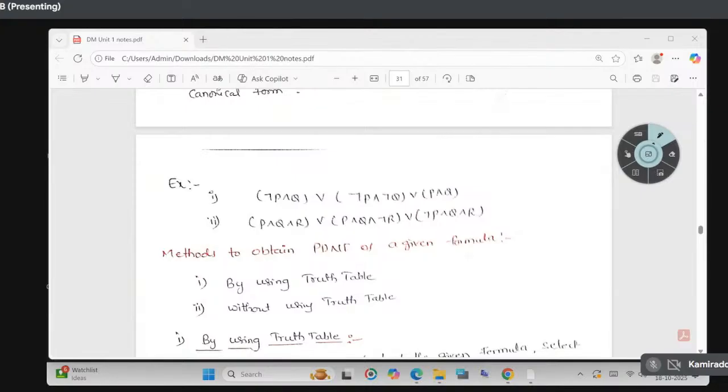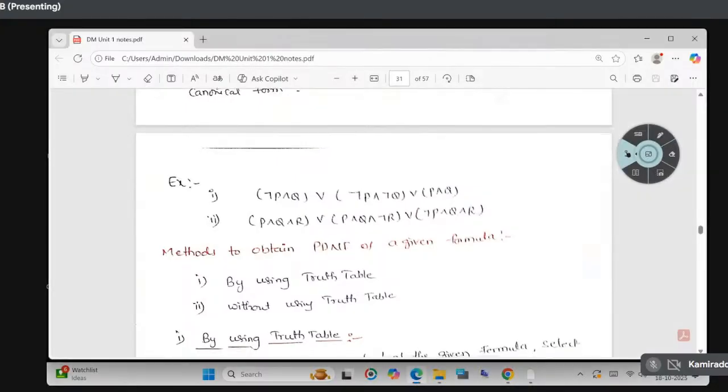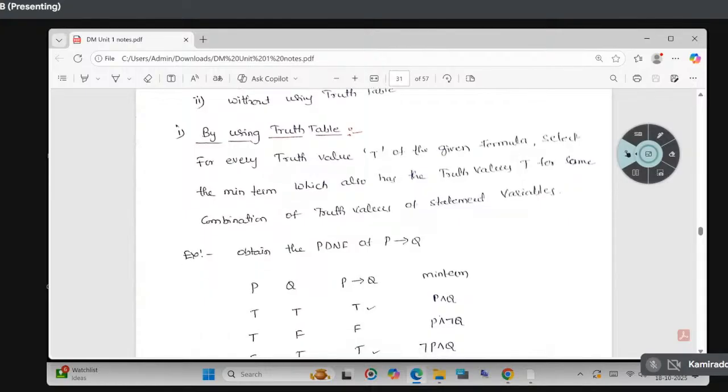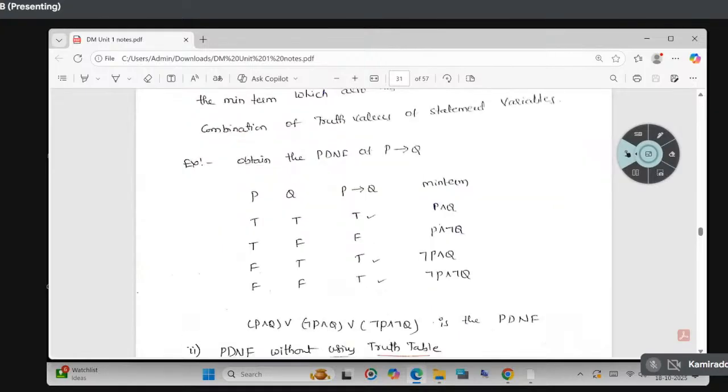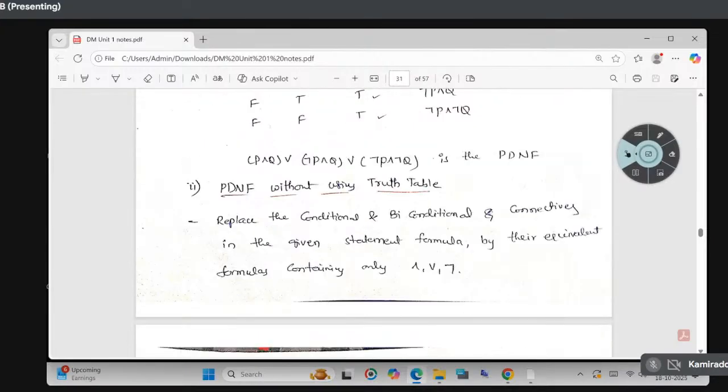We can do it by using truth tables and without truth tables. By using truth tables, everyone is familiar and we are going to do it with ease. For example, P implies Q. If you write the PQ values, then you write the minterms. What is the minterm of these terms? It is P and negation Q, then negation P and Q, then negation P and negation Q. We take the minterms for the true values, which gives us the PDNF.